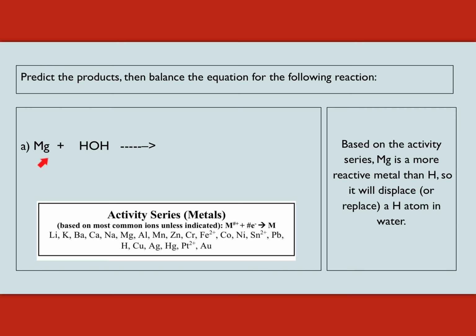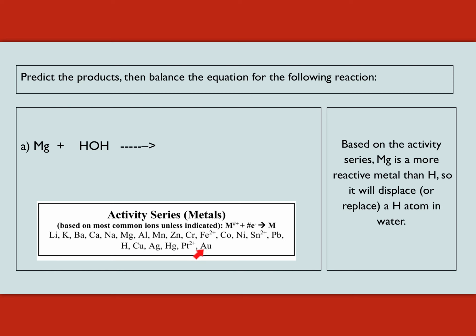Here we've got an example of magnesium reacting with water. Notice how I wrote water as HOH. We're going to think of it as a hydrogen ion and a hydroxide ion. Now, we have to determine if magnesium is more reactive than this hydrogen here. So on the back of your periodic table, you should see this activity series. It's in the top right-hand corner. And here you see magnesium, and here you see hydrogen. These elements are listed in order from most reactive all the way down to least reactive.